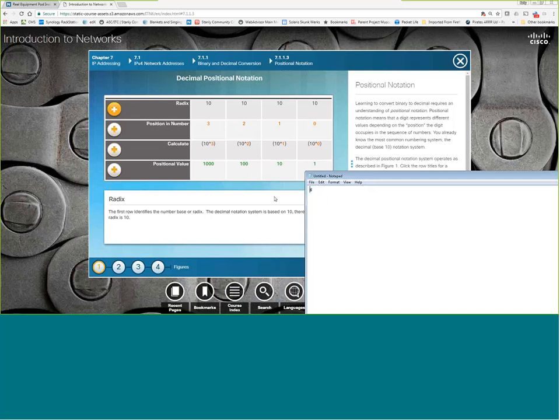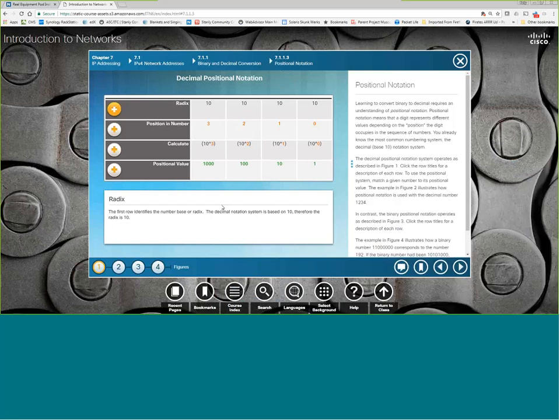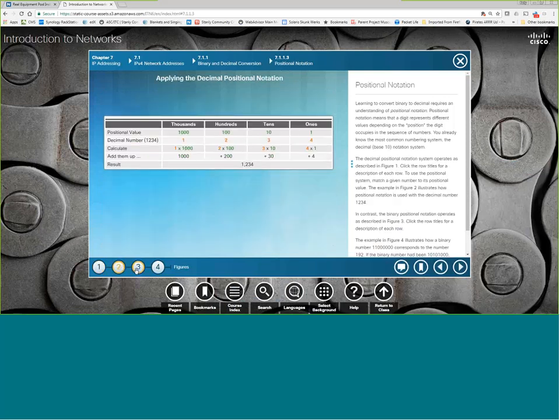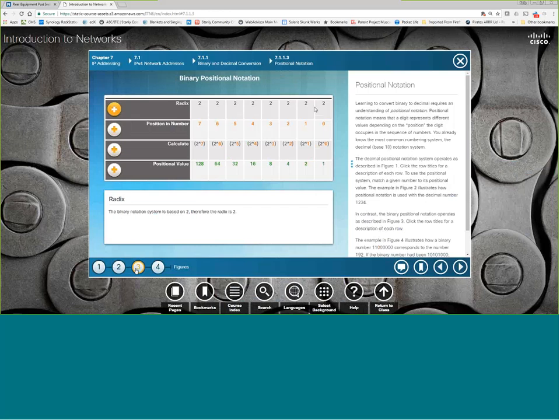Well, binary works exactly the same. It just uses a binary numbering system where the radix is 2, and the positions are 0 through 7, and that's 2 to the 0 power, which is 1, 2, 4, 8, 16, 32, 64, 128.